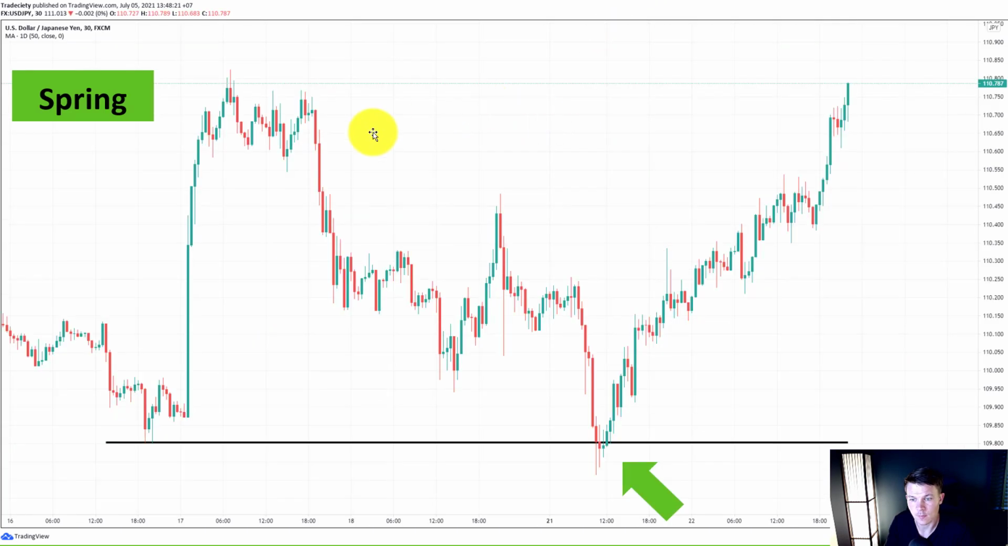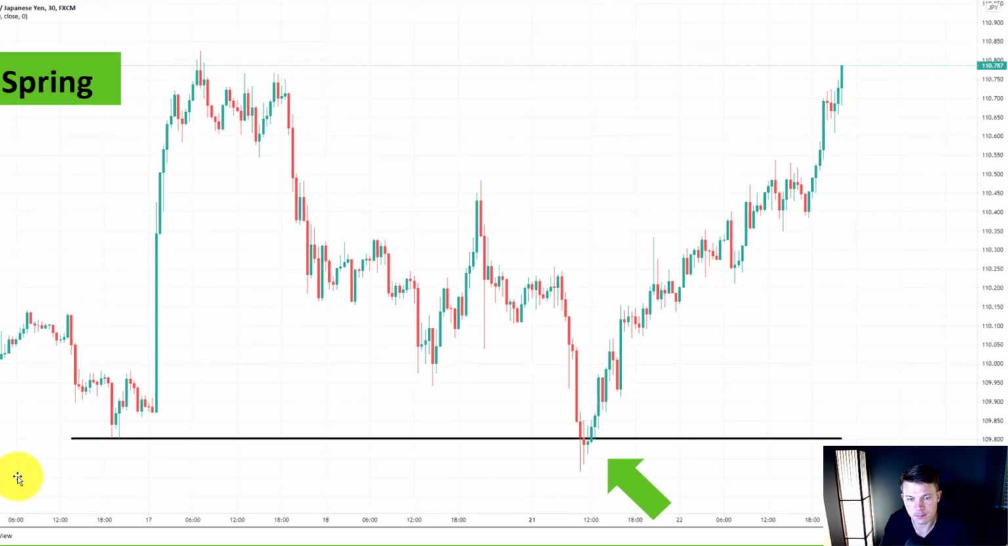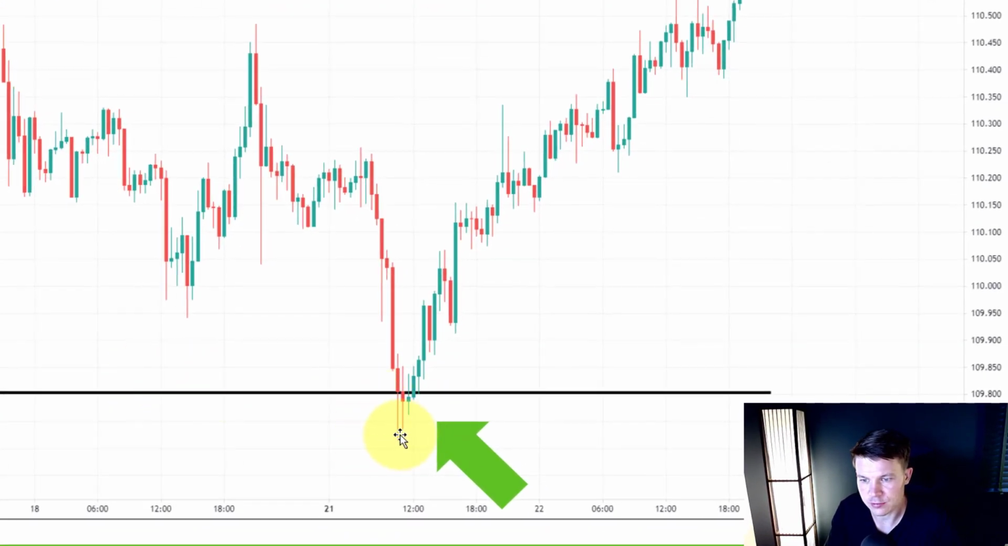scenario. Another spring pattern, rather, here we have a previous low. The market shot up significantly, came back into it, and gave us a spring, a fake breakout. The market tried to dip below the previous low. It tried to do that for multiple attempts, but every time the buyers came in.